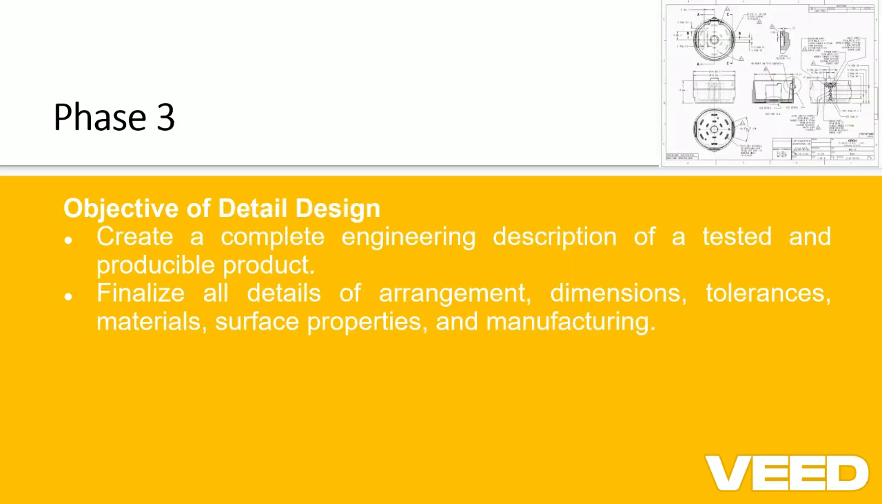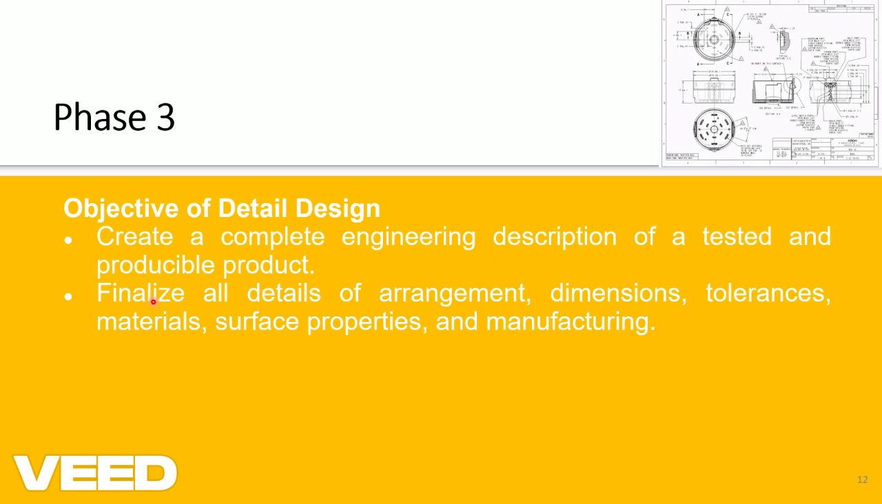Here you have to make a detailed design, as you can see, a blueprint of each and every component. The engineering description should be there to test the product feasibility. After finalizing all the arrangement, dimensions, tolerances, material, surface properties, surface finish, and manufacturing process, phase 3 will end here, giving a blueprint of your design or drawing.